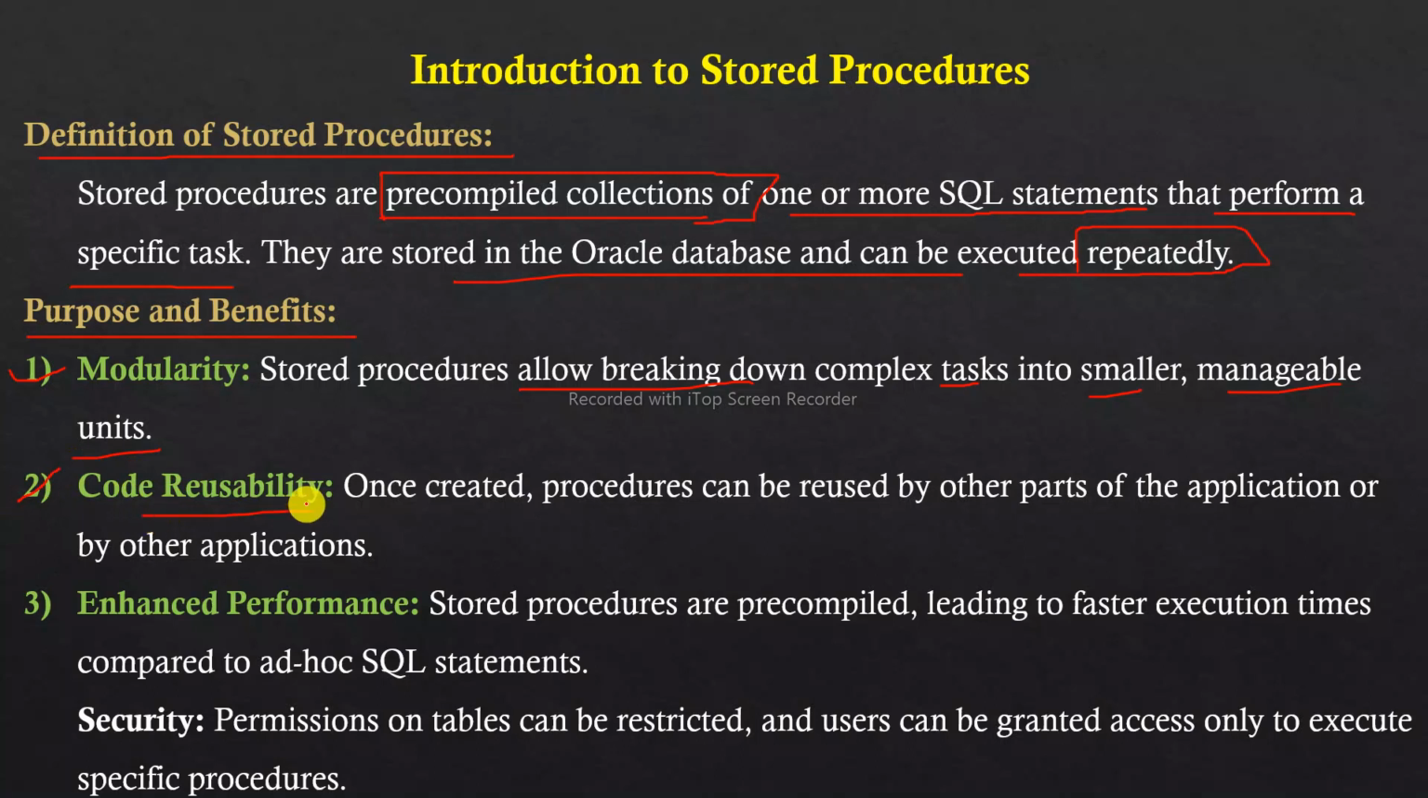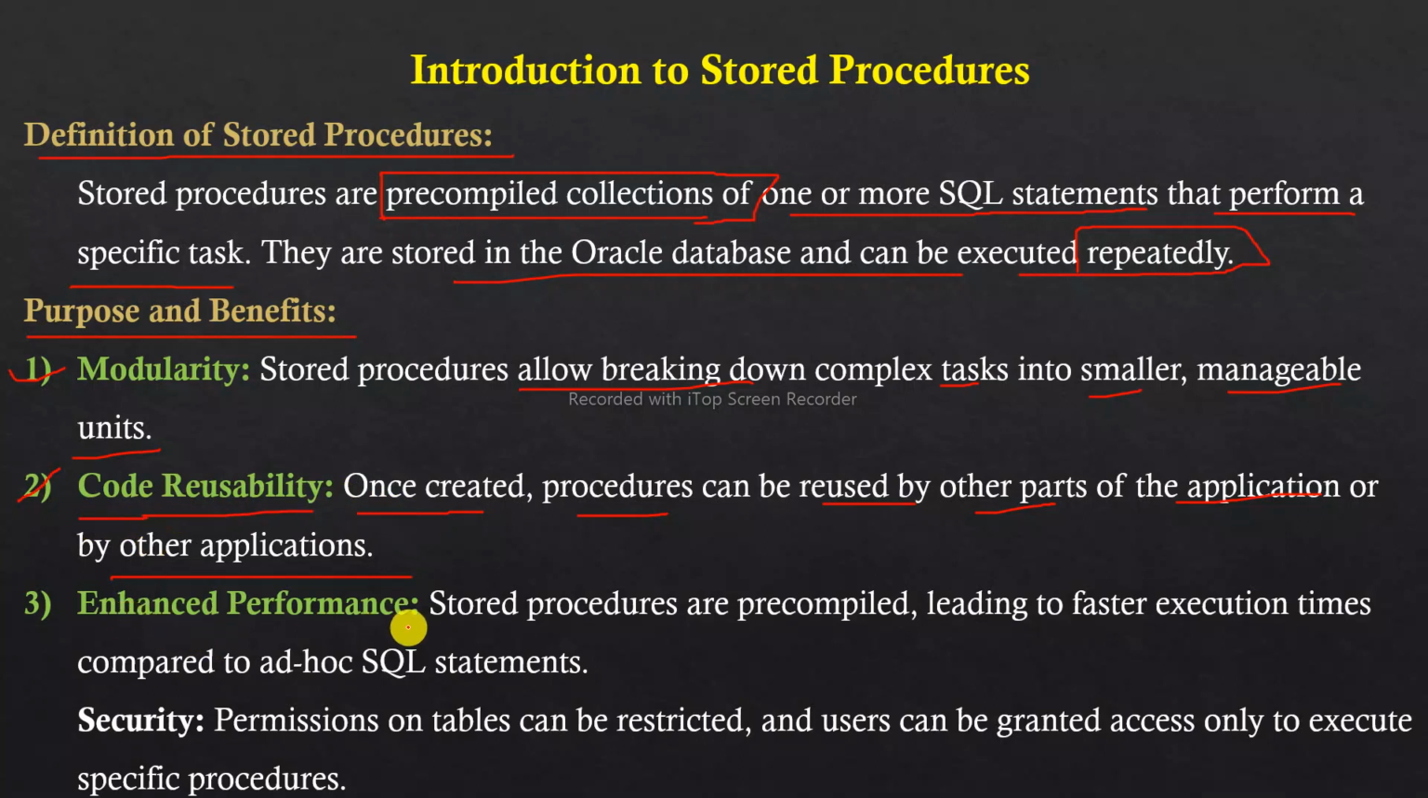How can the code be reused? Once a stored procedure is created, it can be reused by other parts of the application or by other applications also. Once you create a stored procedure and store it on the database, it can be used in multiple applications. Simply you need to execute that procedure, and you will fetch all the data, or all the manipulation can be done, at one click. This is the benefit of code reusability.